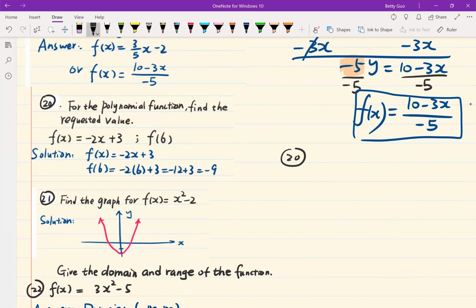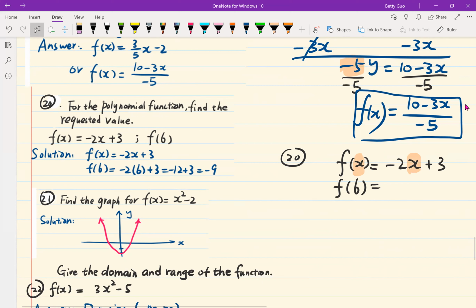For the polynomial function, find the requested value. This is a very simple problem. You are given a linear polynomial function, negative 2x plus 3. You are looking for f of 6. You only need to replace x with the 6, or substitute the 6 for x. In other words, you're going to place 6 in the position of x. The input is 6 in this case.